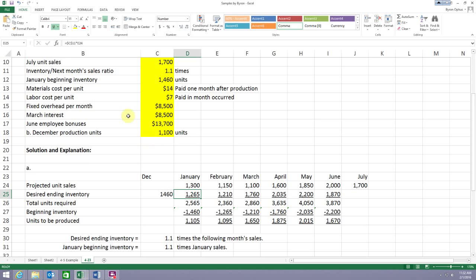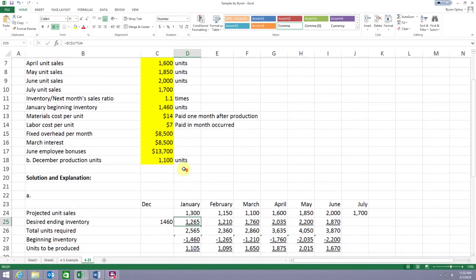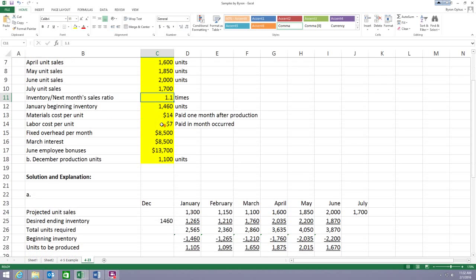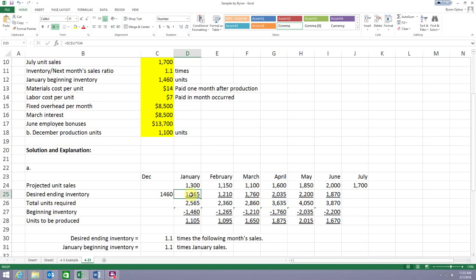Let's see if this one's right. Yeah, 1.1 times, and so this is equal to this one times 1.1. Okay, sorry, that one's off, and I don't know why. It was given to me, the 1,460 was given to me as my inventory. It's a little bit off. It's 30 units off. Okay, this one then is equal to my next month's sales times 1.1, or 110%.